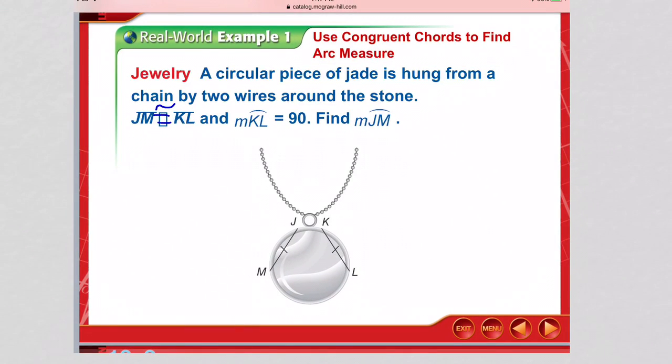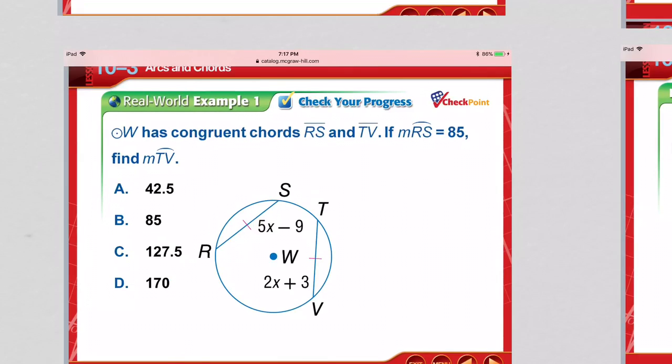Here we have a circular piece of jade hung from a chain by 2 wires around the stone. We know that JM is congruent to KL, which we already have marked in the diagram here. And I know KL is 90. So I'll go ahead and put over here that KL is 90. Well, then what that tells me, since these chords are congruent, if I want to find JM, it is also the same measure. So it is also 90. So we're going to go on from there.